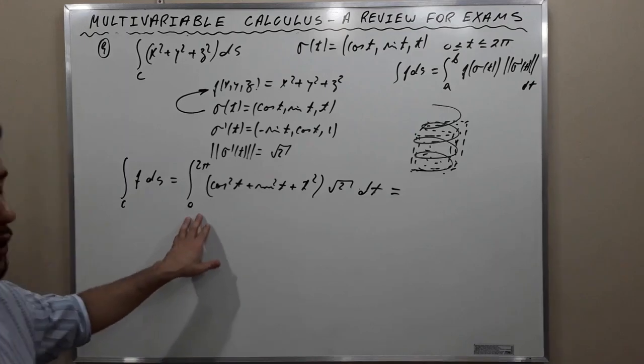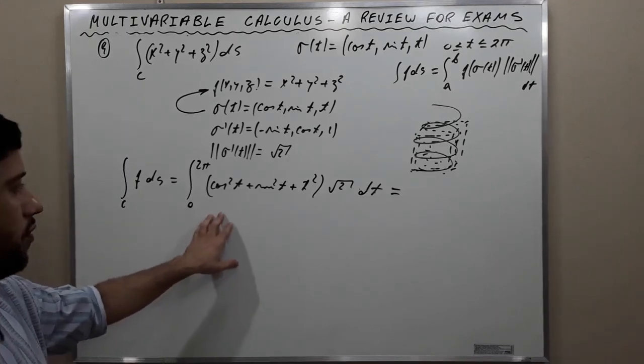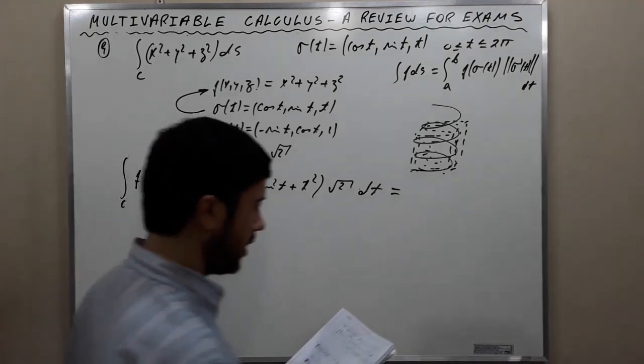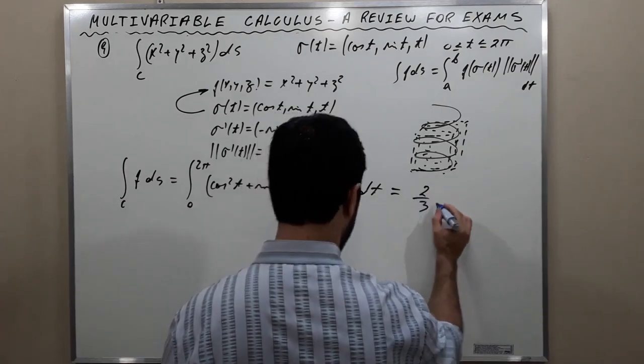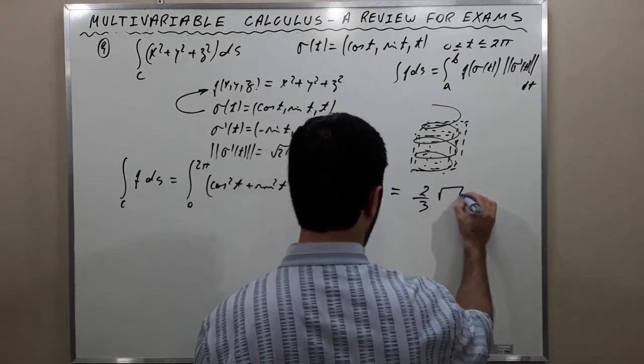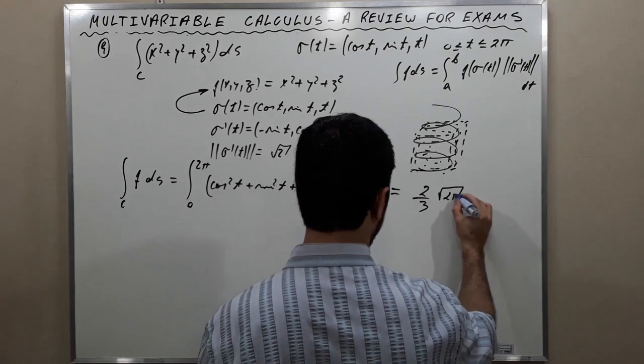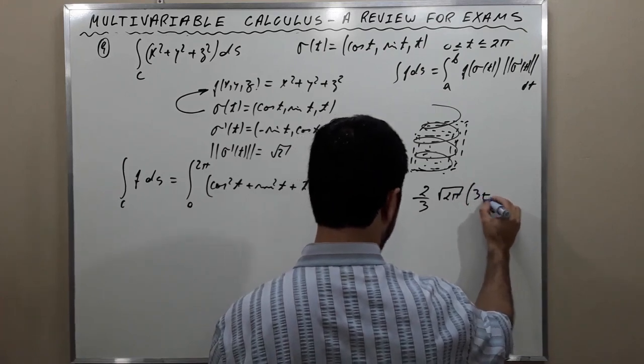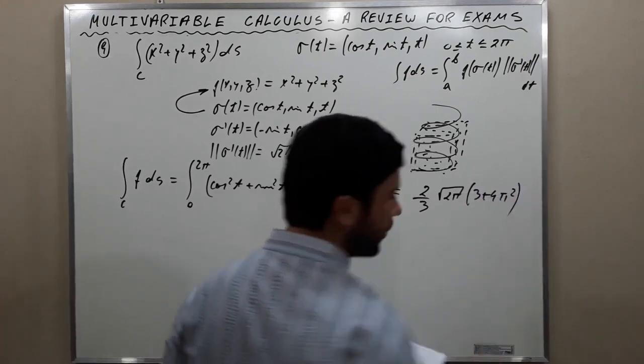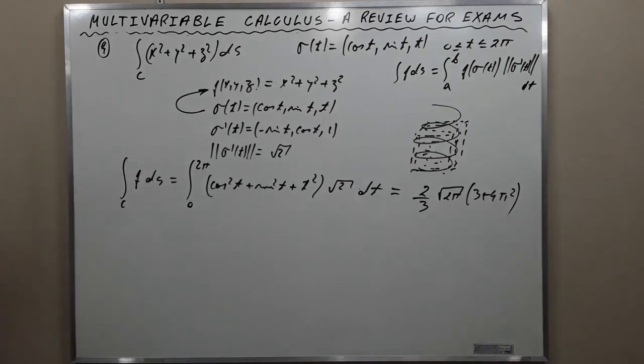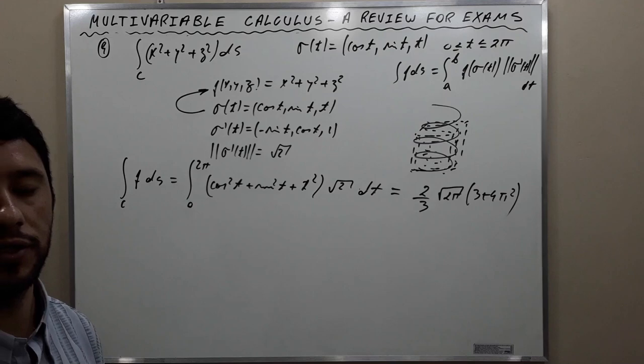And if we develop this, we get this. Okay, this is now a simple integration, and we get that this is 2/3 of the square root of 2 pi, times 3 plus 4 pi squared. Okay, this is all for exercise 9. Let's go to exercise 10.